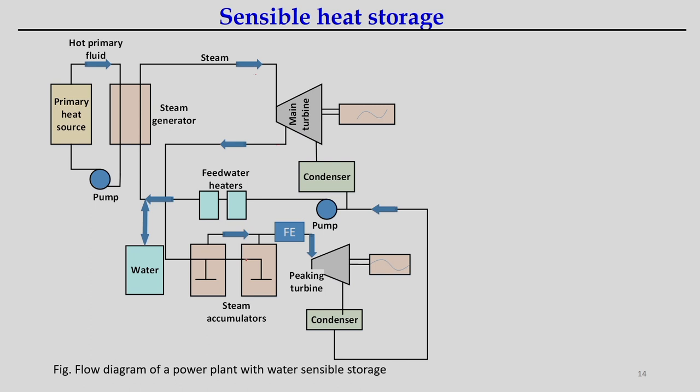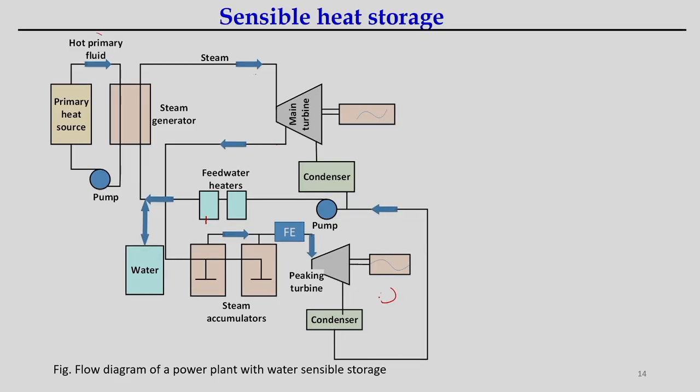And whenever we require, we allow it to pass through a flash evaporator where the pressure is at a lower condition, and it is something like throttling. So, it will produce a lot of steam, and this will be expanded in a peaking turbine and we can produce electricity. That means we have a primary cycle for generation of electricity, and when there is less demand, part of the steam can be used for storage and we can use it when there is a requirement. So, this is the peaking turbine, or peaking cycle.